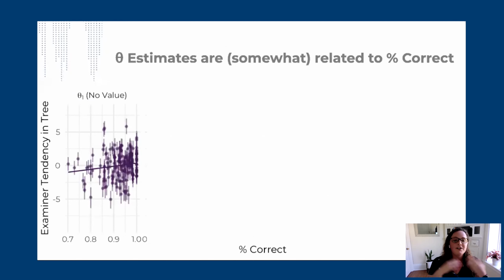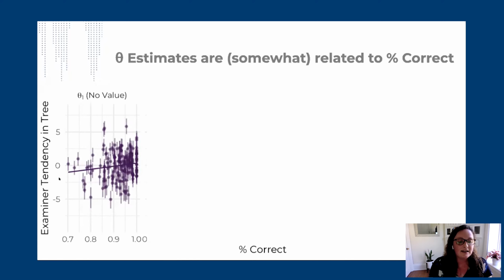And so if we start to look at what each of these proficiency, or not proficiency, each of these IR3 parameters look like, I think it's kind of helpful to start to compare them to the percent correct if we just used the error rate type scoring. And so on the y-axis here, I have the estimated tendency for each of these decisions in that tree that I presented. And then percent correct is on the x-axis.